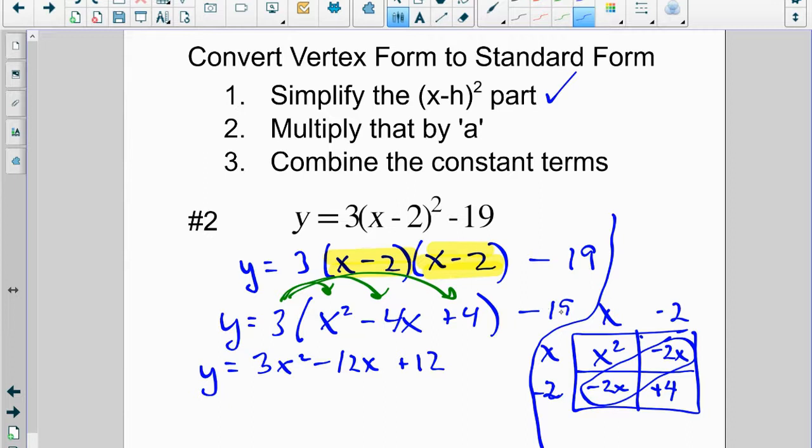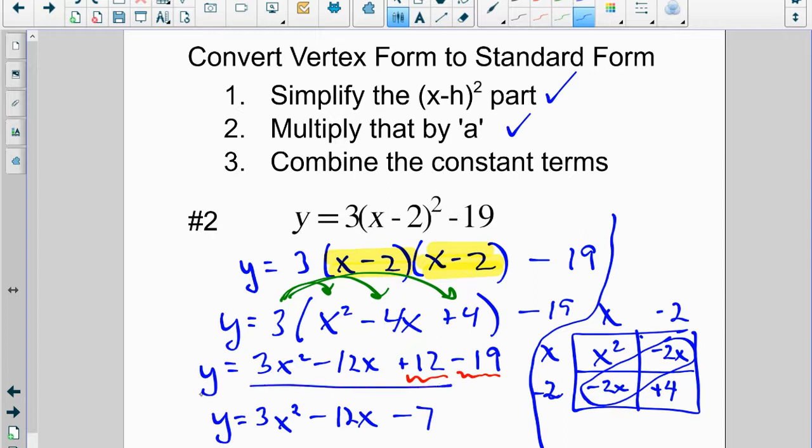And then I don't distribute to the minus 19, but I have to keep that in place right at the end of my quadratic. So there's step 2, we multiply by a. Step 3 is combine the constant terms. So our constant terms are going to be the only like terms every time. That's all we have to combine at the end. So the beginning part is going to stay the same, y equals 3x squared minus 12x. And when I combine my constant terms, a positive 12 minus 19, or 12 plus negative 19, is negative 7.